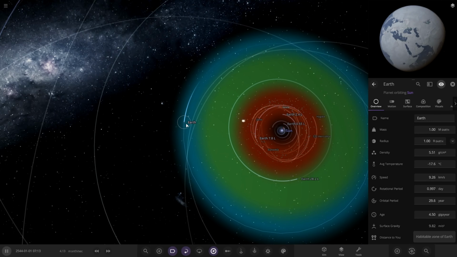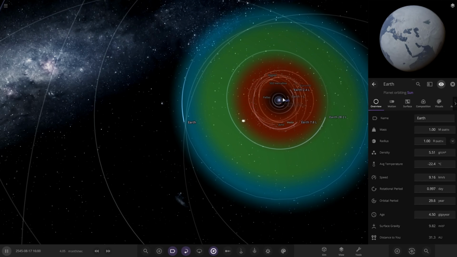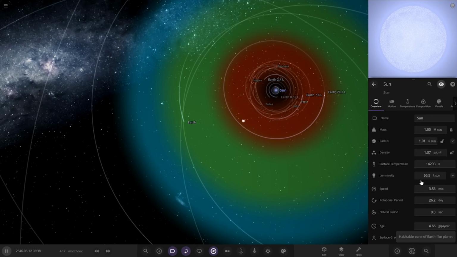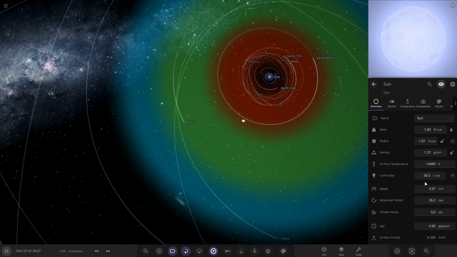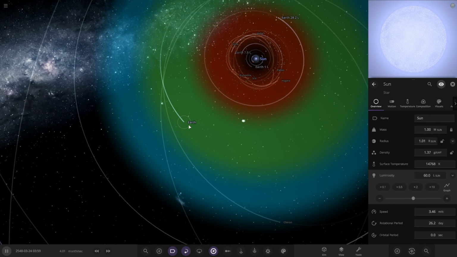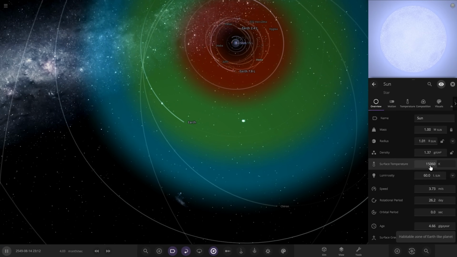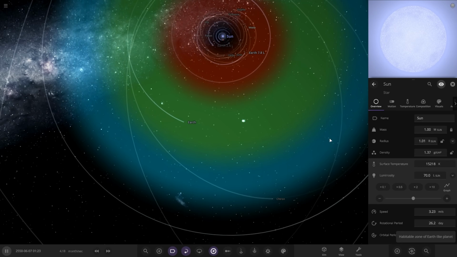Oh, it's still in the blue. It's still getting too cold. It's not enough. Okay, so we need even more than double luminosity. Look at the temperature of the sun now. Oh, it's getting hot. So we're going to go up to 60 suns. Orbit of Earth. Still getting too cold around the Saturn distance. Okay, 70. Just big jumps.